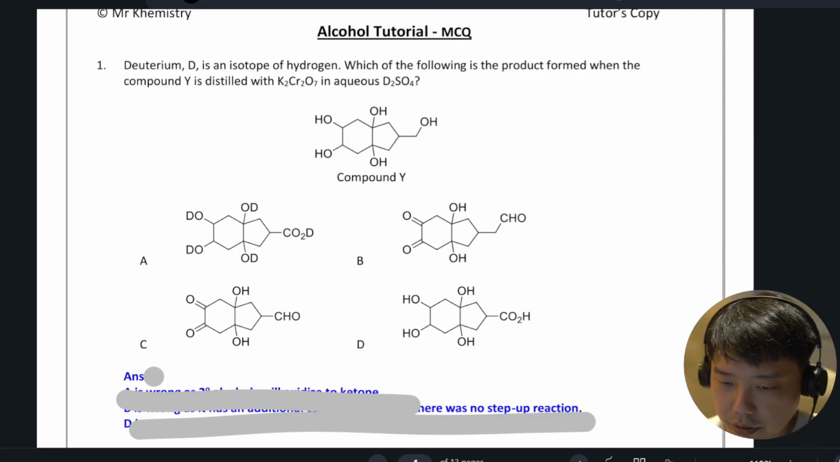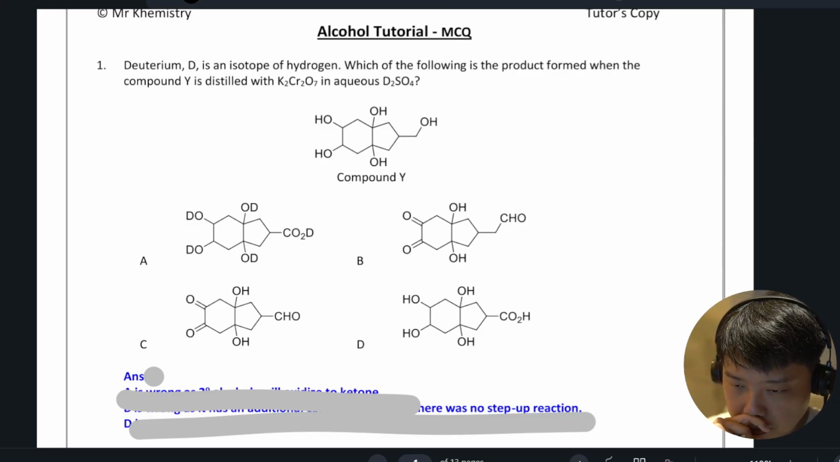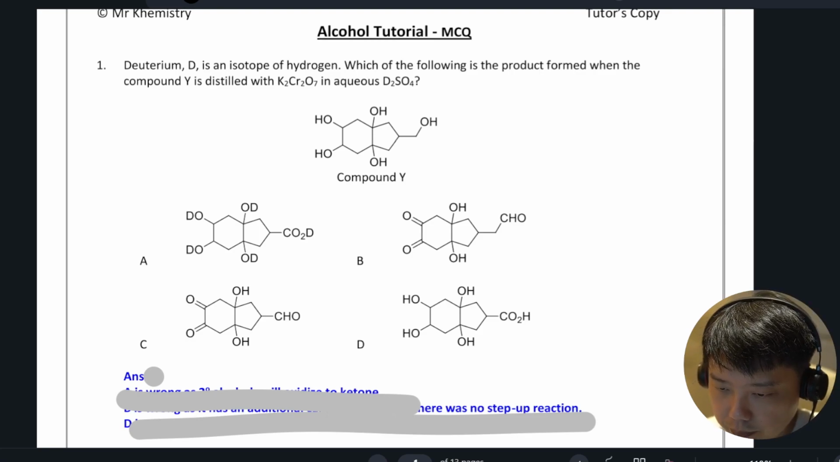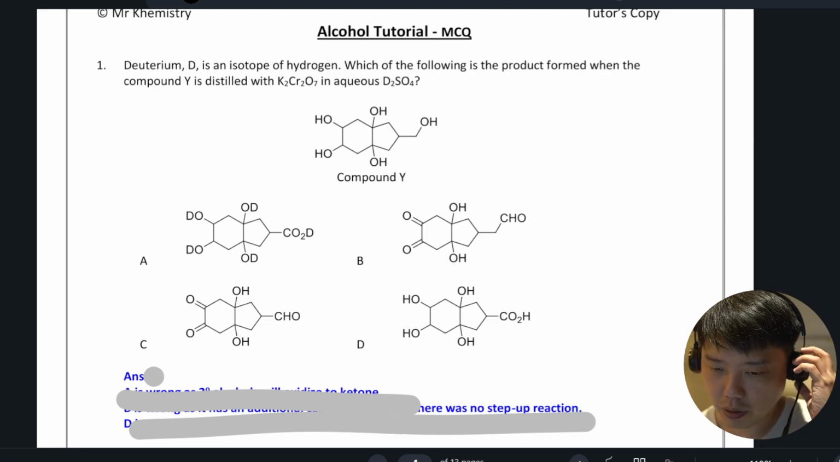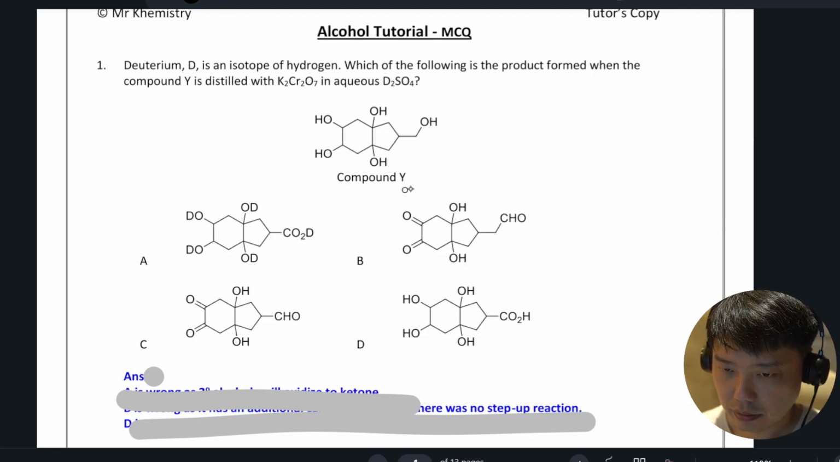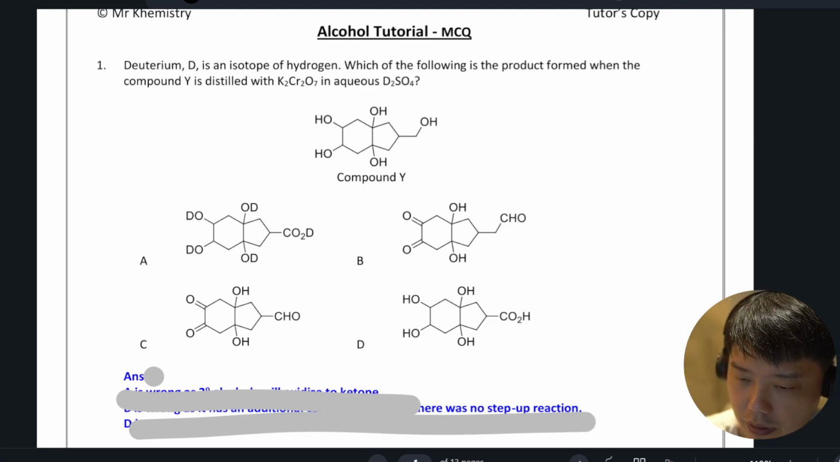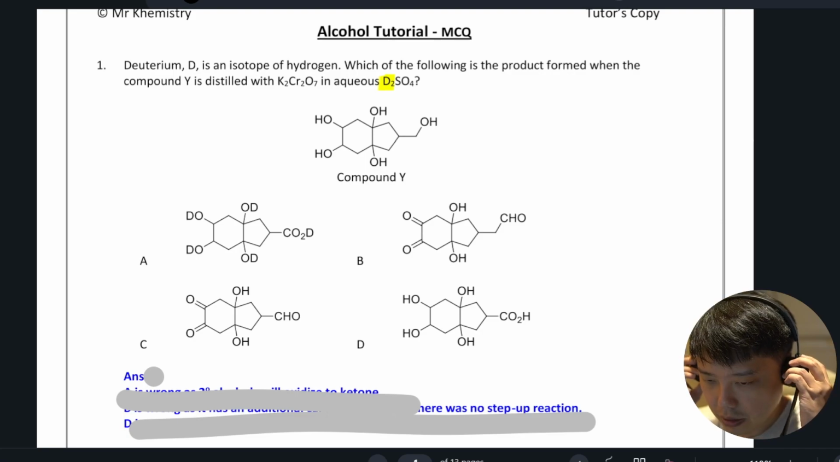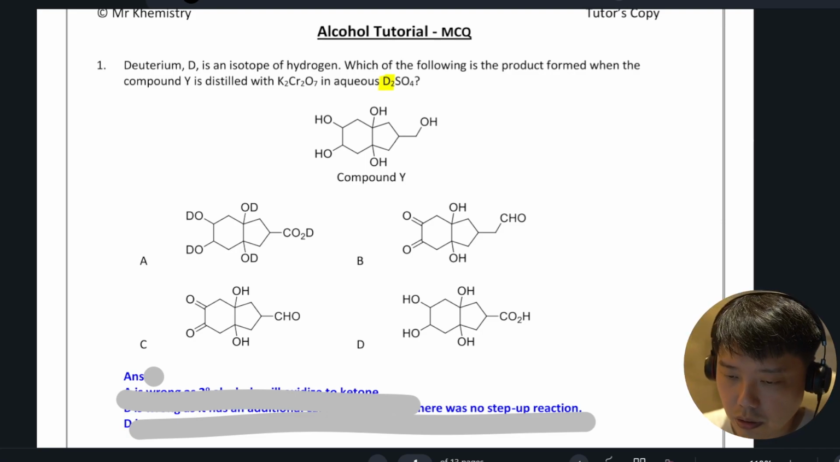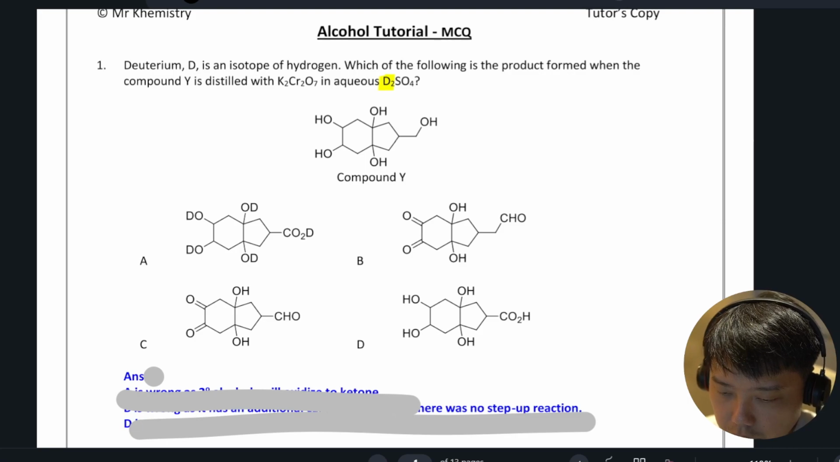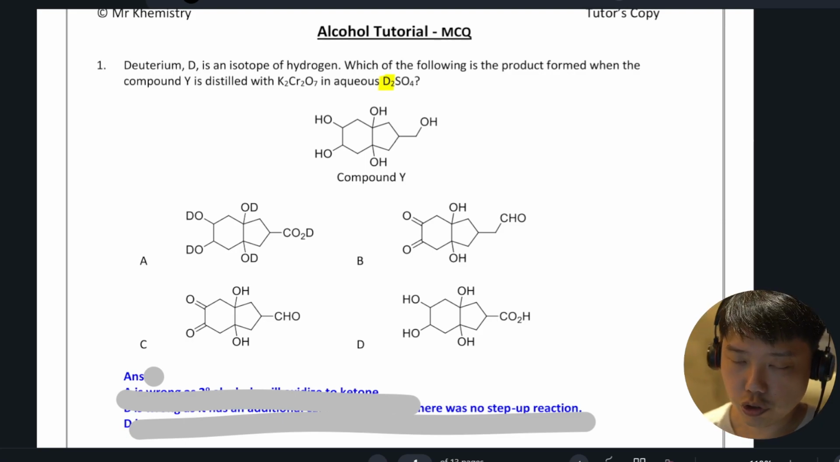All right, guys, let's carry on with alcohol tutorial question 1 of the MCQ, which is the product formed when compound Y is distilled with dichromate in D2SO4. Okay, so the difference here is that you have deuterium instead of the normal hydrogen in your sulfuric acid. So we have to take note if we end up with an acidic functional group, we may have to change the H for a D.